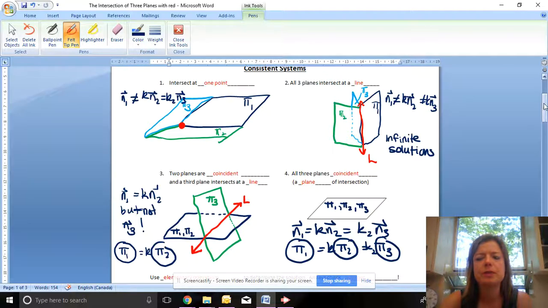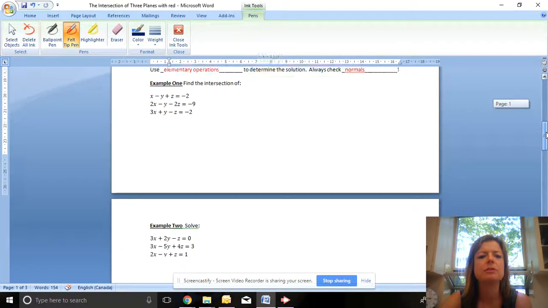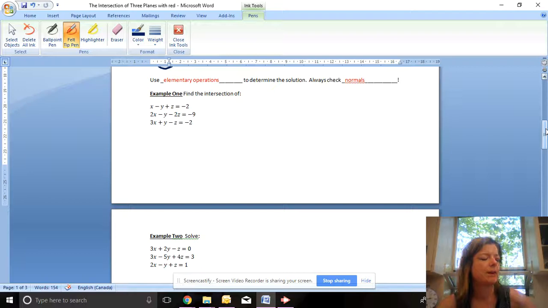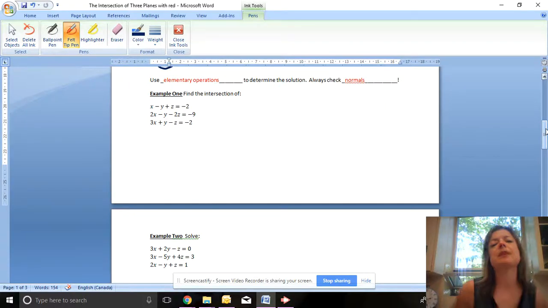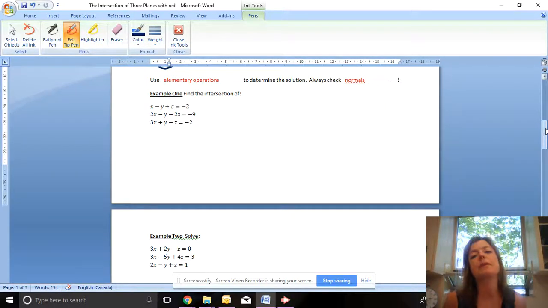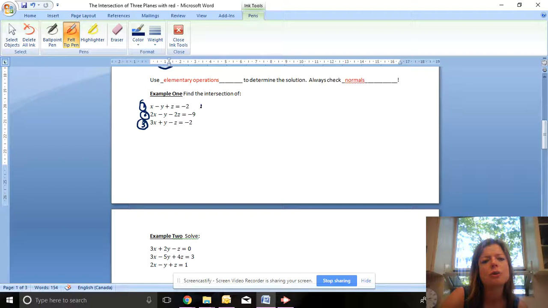All right, let's look at some systems and use elementary operations to find out how this works. You always want to check the normals before you try to solve a system, because you might be able to make conclusions without even having to do any elimination. I'm going to call these plane 1, 2, and 3. So check the normals. Here's 1 to 2, but this isn't the same ratio, so there's no ratio there. Then 1 to 3, nope. And then 2 to 3, no. So you can see that no normals are scalar multiples.